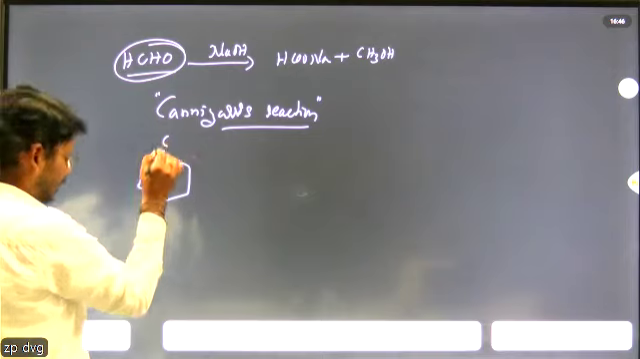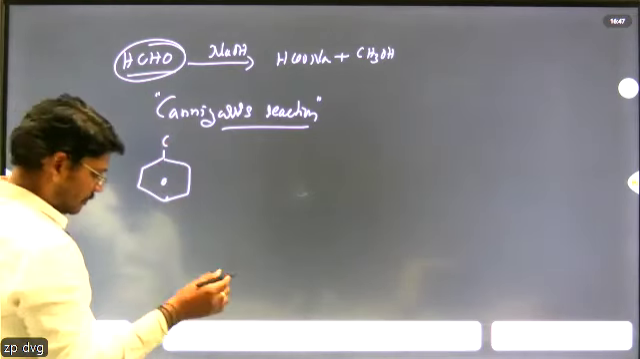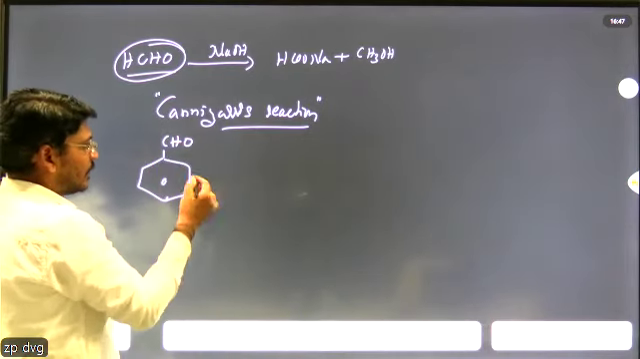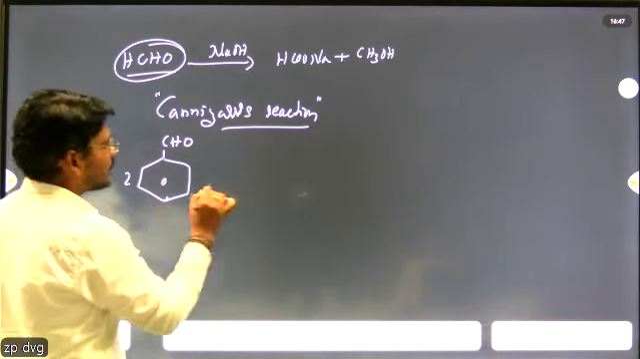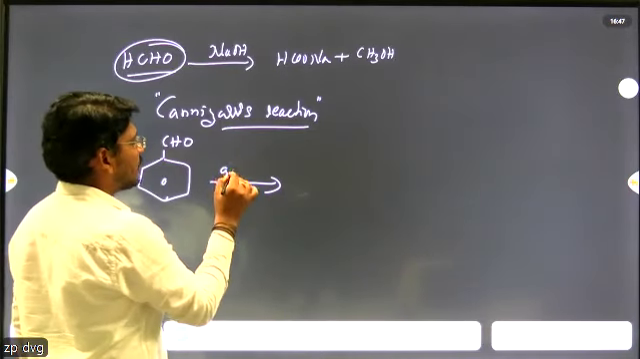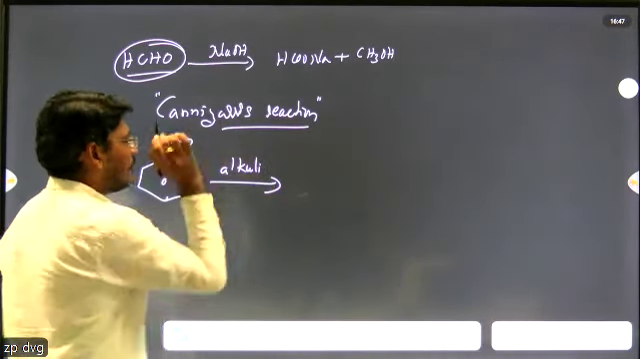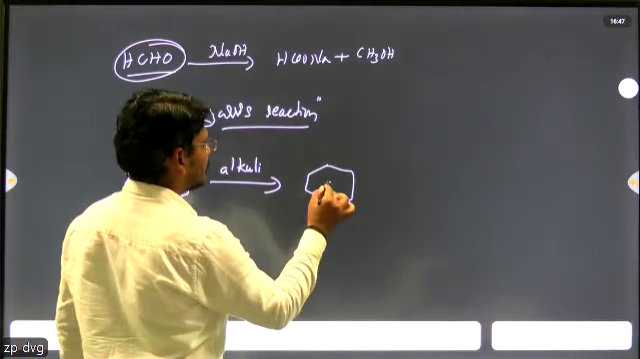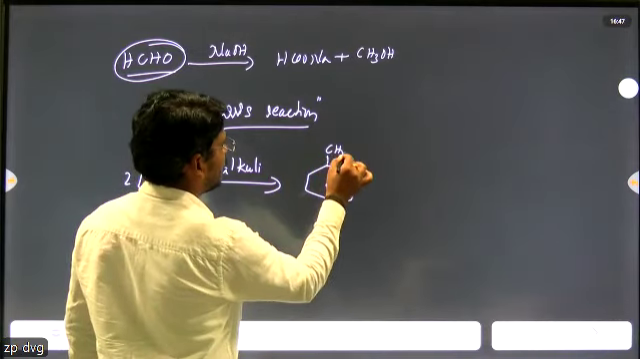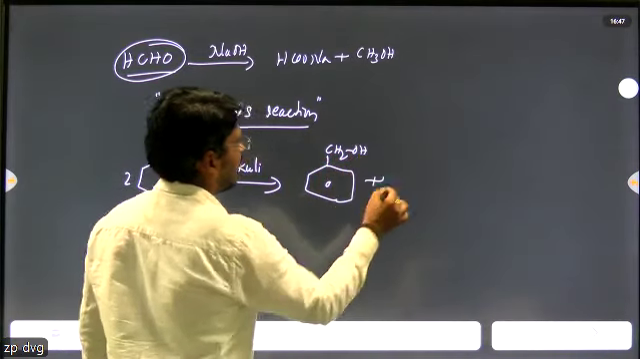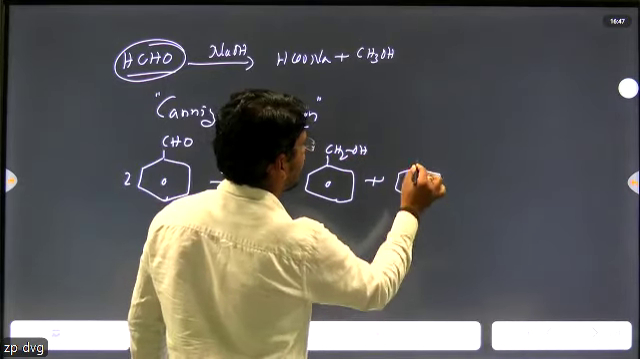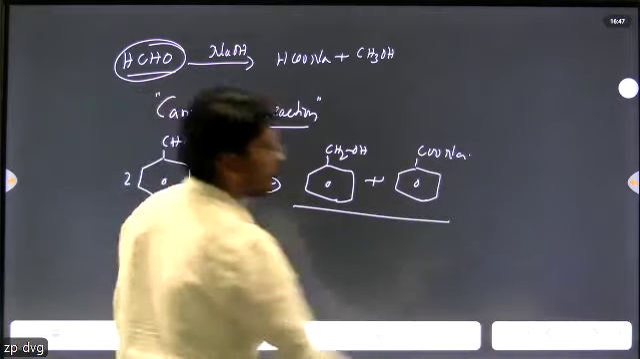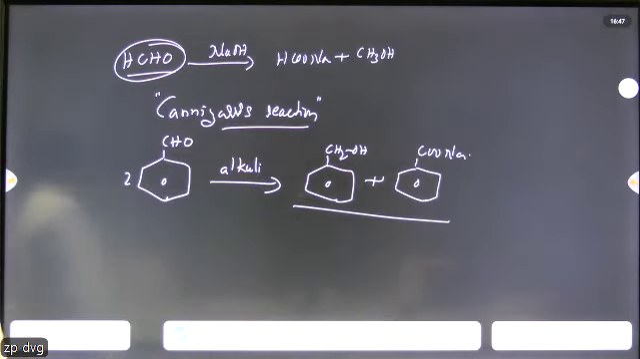Benzaldehyde never contains an alpha hydrogen atom, and this one also reacts with the alkali, and 100% sure this one undergoes the Cannizzaro reaction. So we are able to get the same component, CH2OH, benzyl alcohol, and another one, the sodium salt of benzoic acid. Here we are able to produce COONa, with alpha hydrogen atom and without alpha hydrogen atom.